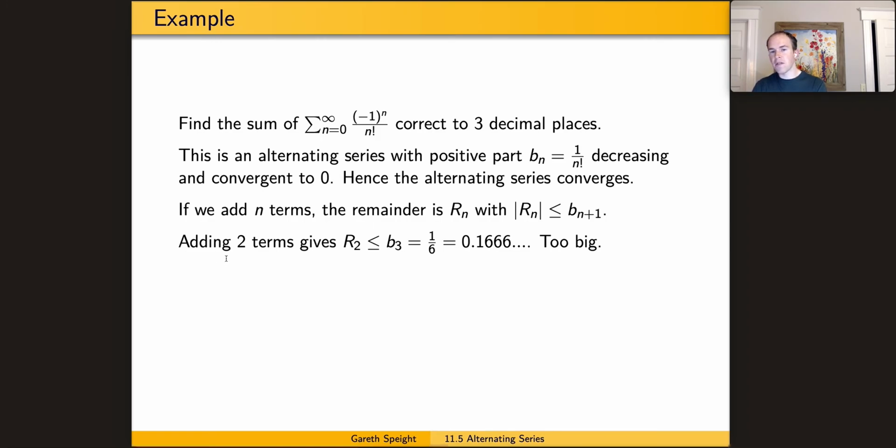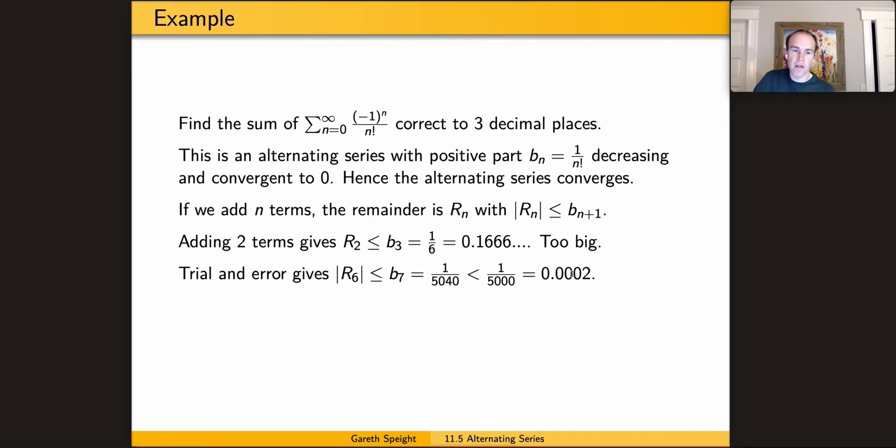Just as a silly example, if we were to only add 2 terms, then the remainder R2 is less than the positive part of the next term along, which is B3. That is 1 over 3 factorial, which is 1 over 6, and that's 0.1666, which is clearly way too big. If you have an error of 0.1666, you can't say anything correct to 3 decimal places. So we keep adding more terms. By trial and error, if we add 6 terms, then the error is at most the 7th term, and it turns out that the 7th term is less than 0.0002.